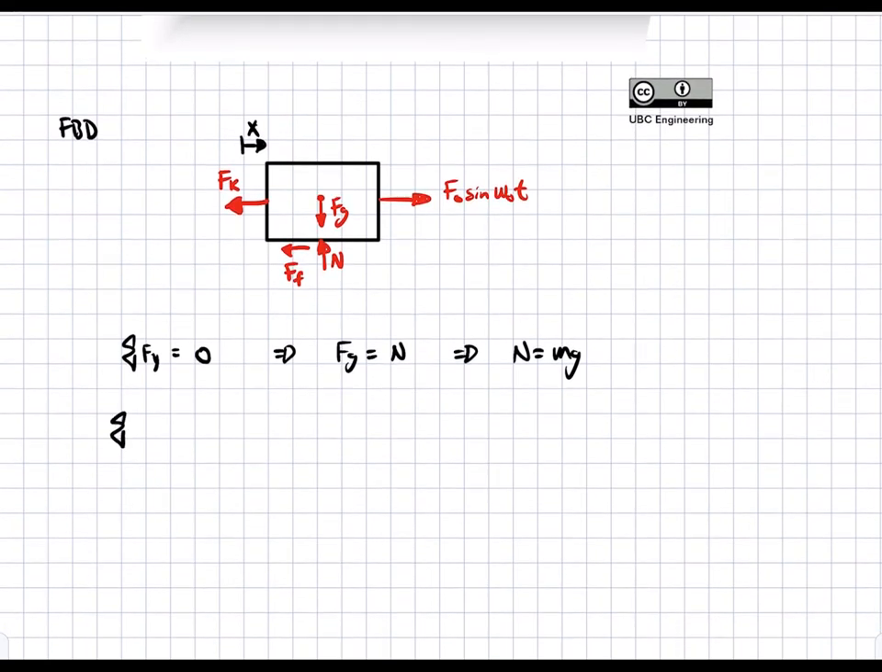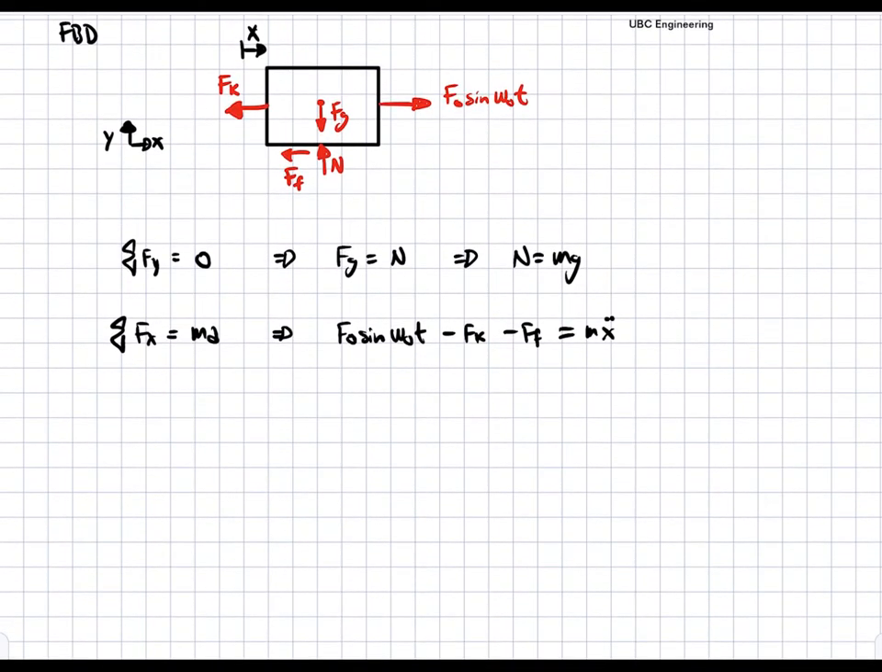When we do a sum of forces in the x direction, the sum is equal to Ma, because we only have acceleration in the x direction. We get the following: F naught sine of omega naught t minus Fk minus Ff is equal to m x double dot. Again, I replaced acceleration with the second derivative of x with respect to time.